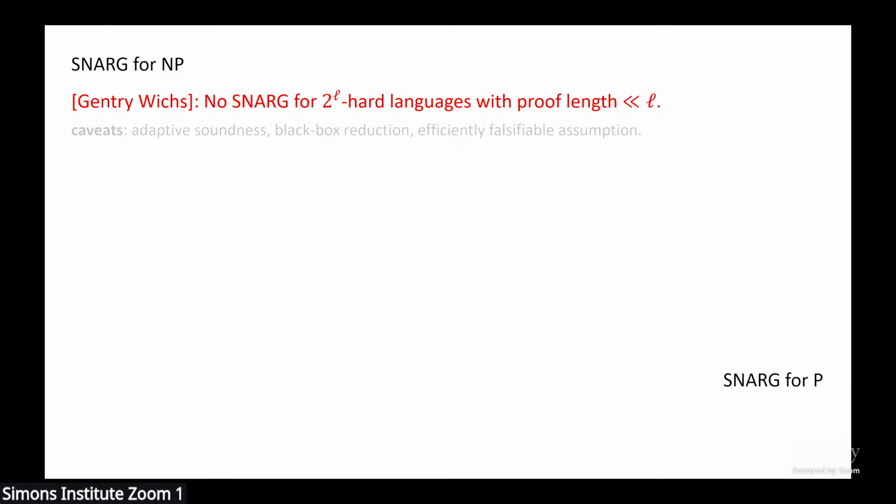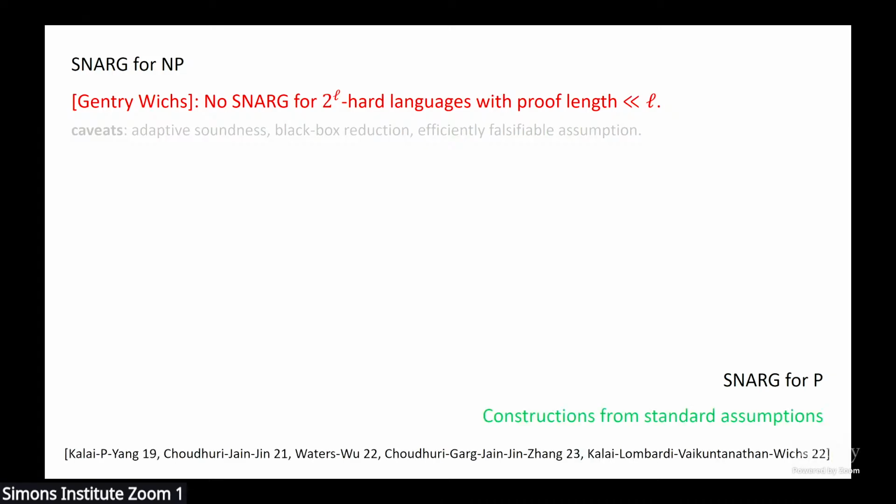OK, so moving on to SNARKs for P. Here, we actually have some recent positive results. We can construct SNARKs for P from different standard assumptions like LWE and other assumptions. And what I want to tell you about today is how we get these positive results, and also how we can push these results as much as possible towards SNARKs for NP. The way we're going to do that is using this notion of batch arguments, or BARGs.